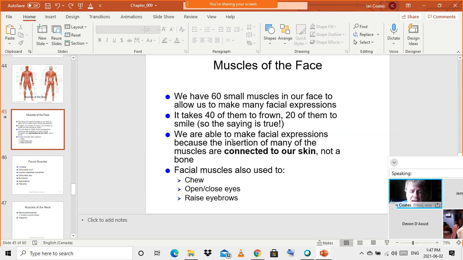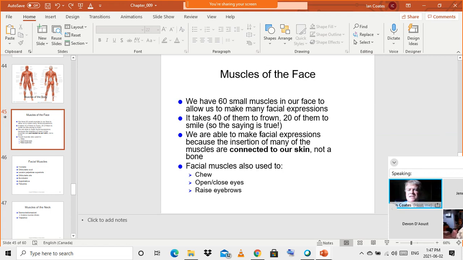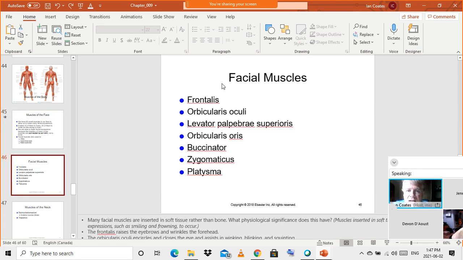Muscles of the face. We have 60 small muscles in our face. It takes 40 of them to frown, 20 of them to smile. So if you want to relax, it's easier to smile than it is to frown. Facial muscles chew, open eyes, raise eyebrows, these kinds of things. There's a whole bunch of them here: the frontalis, orbicularis oculi, levator palpebrae superioris. There's all of these guys here.